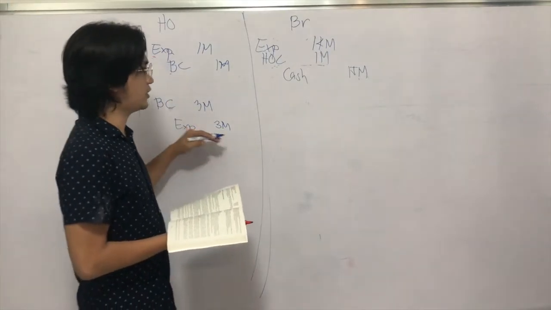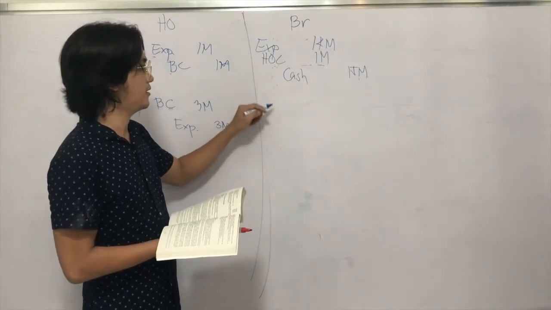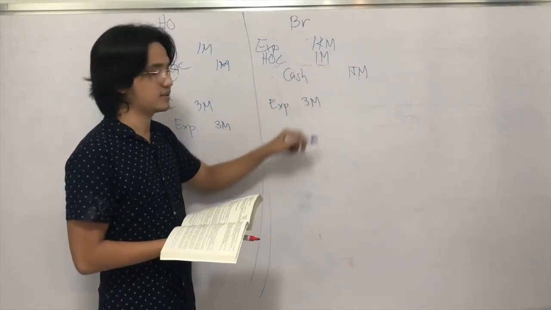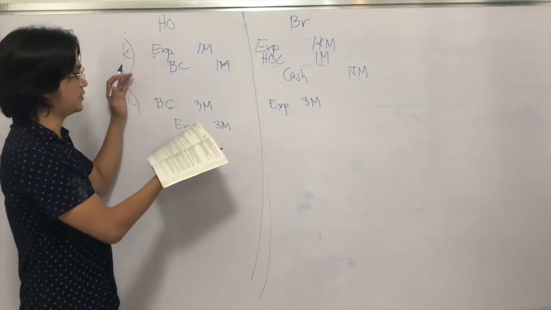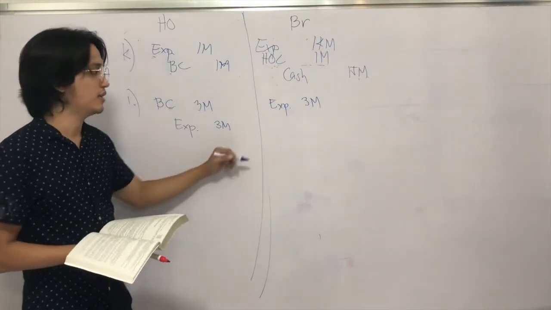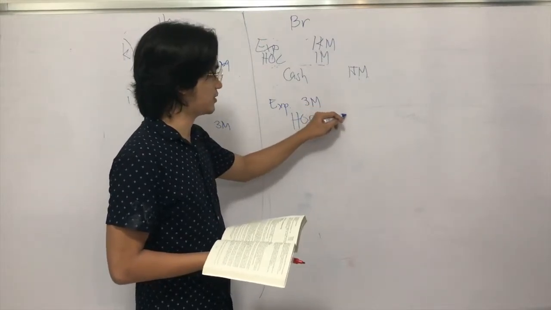Since this expense is properly transferred to the branch, the branch would recognize this expense by debiting expense 3 million. So you see, this is a transfer of expense from the home office to the branch. And then credit home office current 3 million.